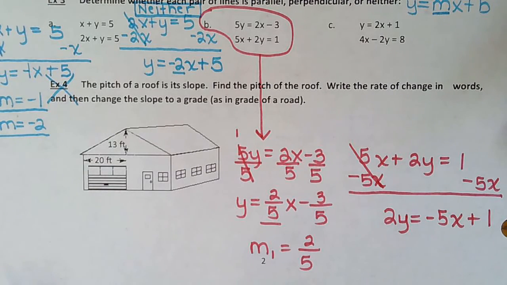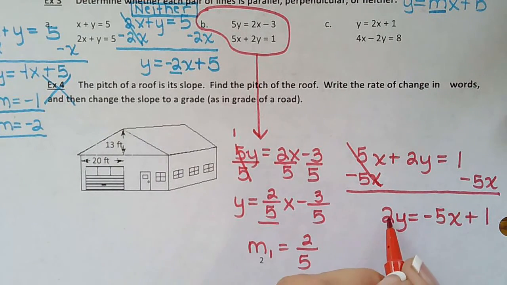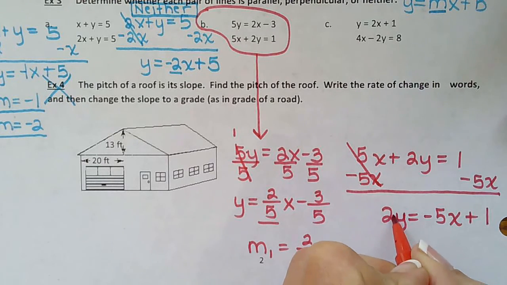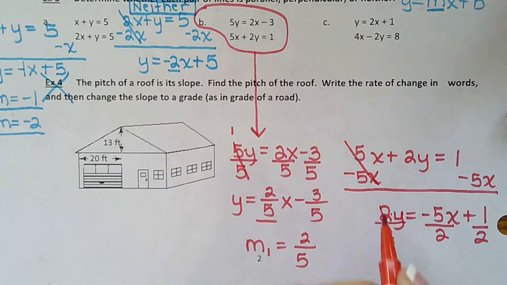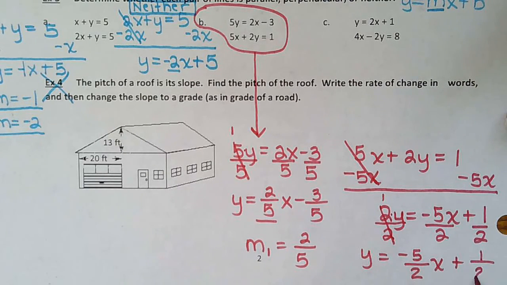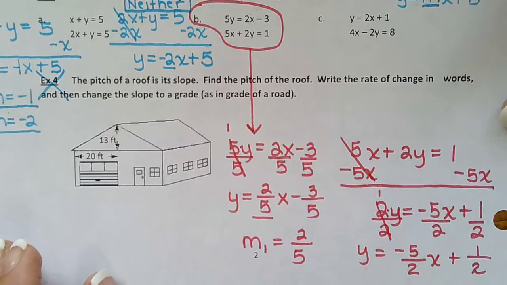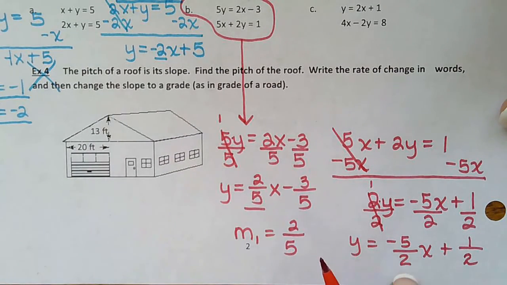So y still not quite alone, right? Because this is 2 times y. So I have to do the opposite too. And just like the last one, make sure you divide every single thing by 2. And so what do we have left here? We have y equals negative 5/2 x plus 1/2. So what's the slope of that line? It's looking like negative 5/2, right? So my second slope is negative 5/2.